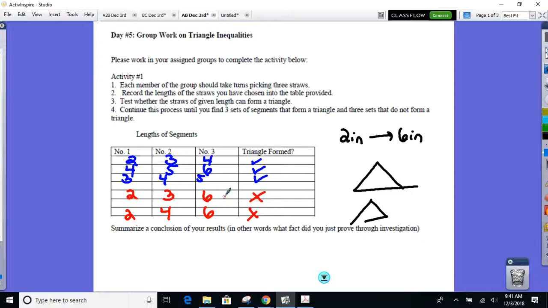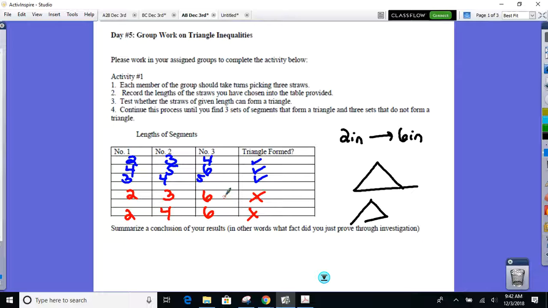The 2 smaller lengths have to be added. Otherwise, they can't move each other. Okay. Anybody see any patterns here? Do we see when it will, when it won't? Go ahead, Thomas. What do you got? The sum of the two smaller sides has to be greater than the total of the largest side.